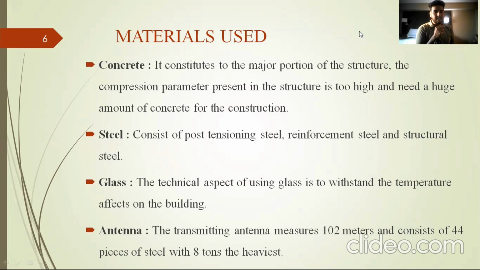And the third thing is the glass. The technical aspect of the glass is to withstand the temperature effect on the building due to the extreme cold weather. Beyond that, from the perspective of aesthetics, it looks cool. And for the visitors visiting the CN Tower, it gives a wide view of Toronto city.